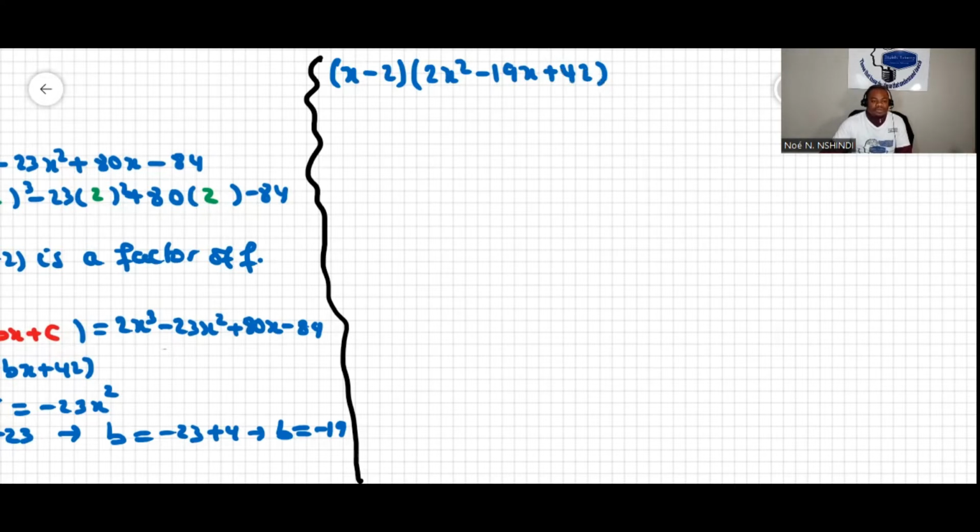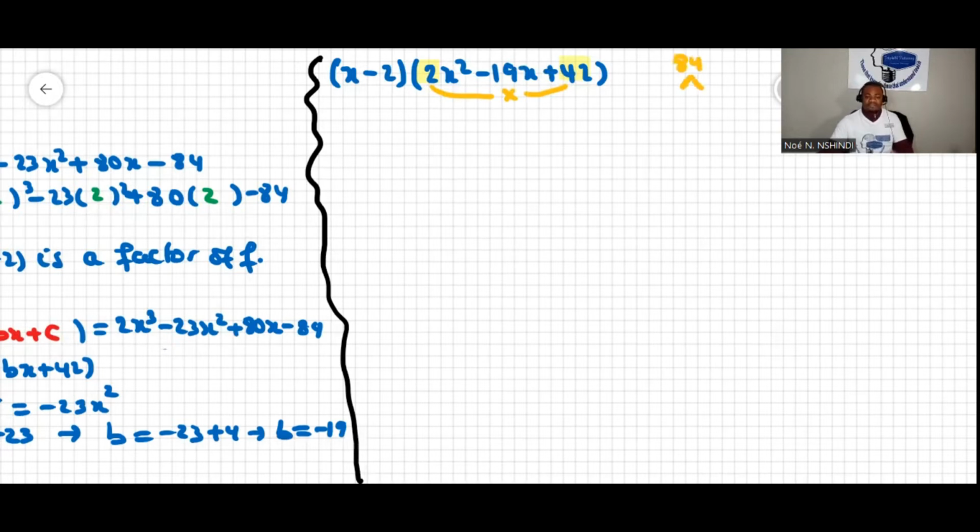Now we have it like this. We can continue solving because the question says factorize fully. We're going to check if we can factorize even this quadratic expression. How can we do that? I want to take 2 times 42. That makes 84, okay?